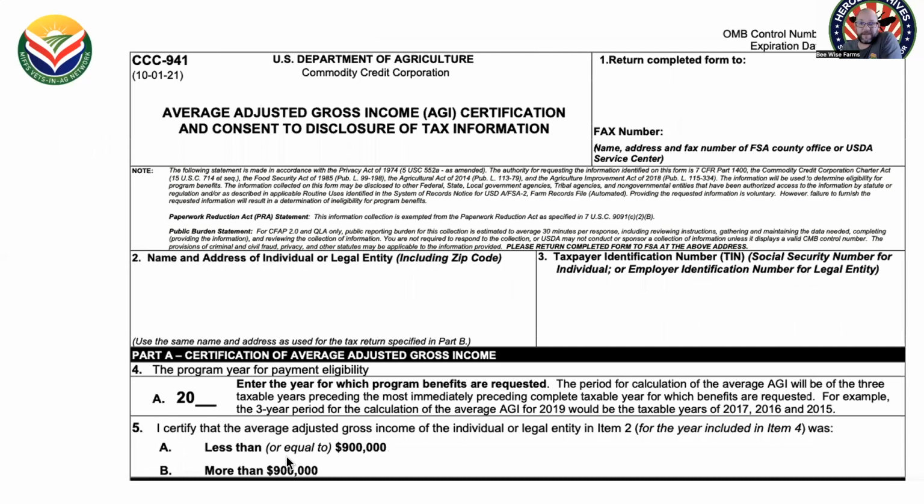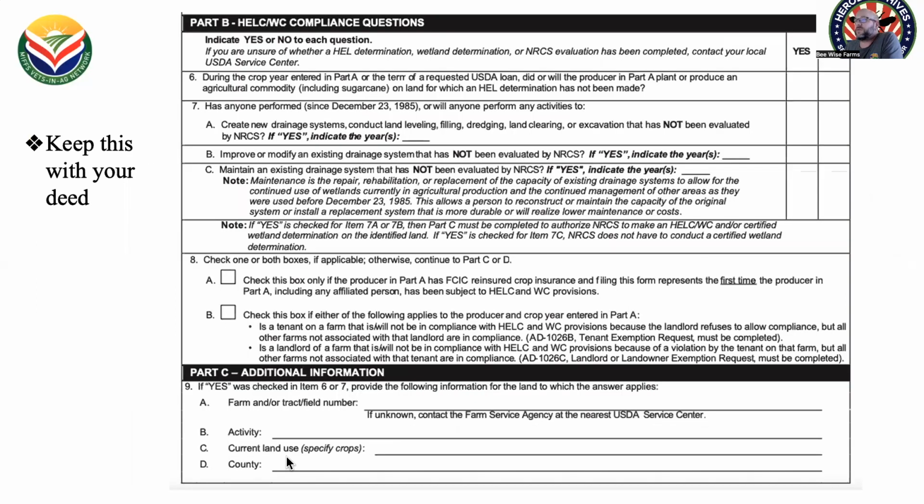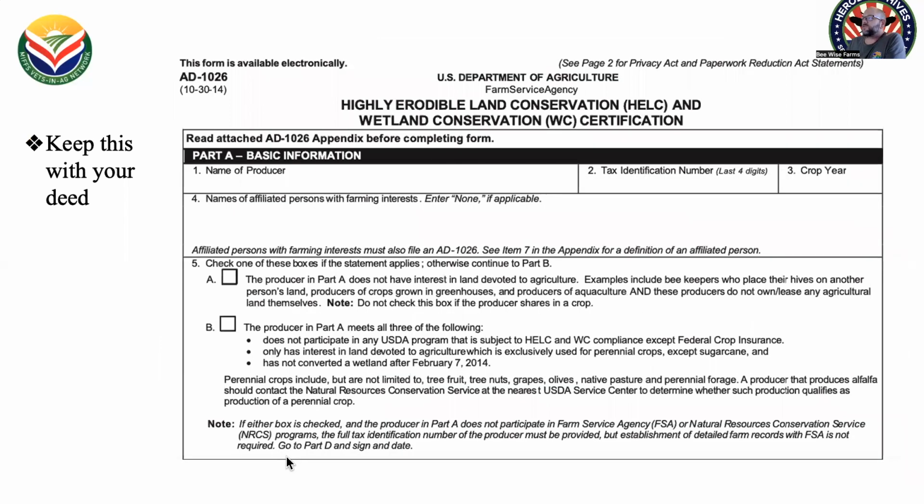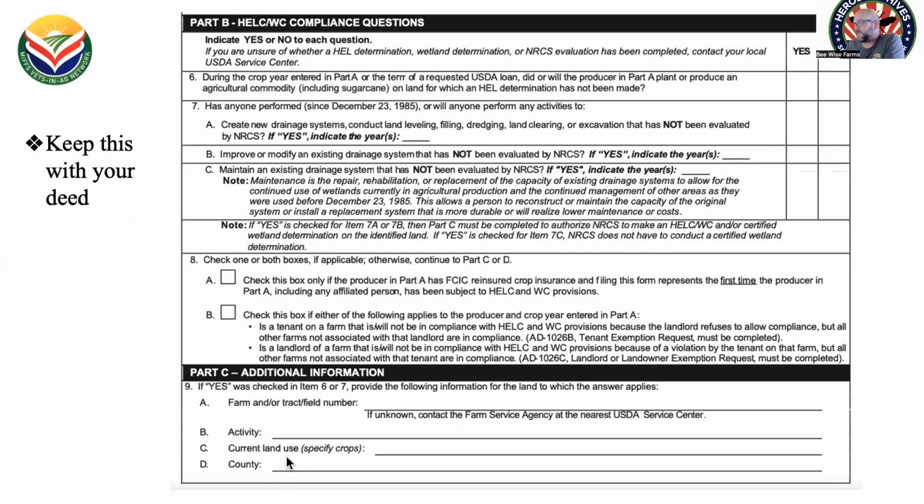So that's the HELC and wetland conservation certificate. So that particular form, 1026, this one here is a very important form. And like I said, you want to keep this with your deed once it's issued.